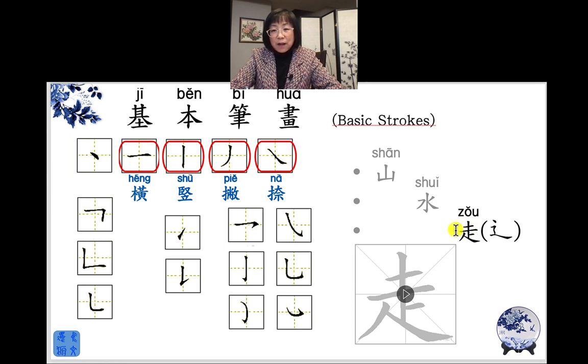short 横, 横竖横. And then, 竖横撇捺. Okay. So, we have all the components here. So, 横竖撇捺, they're all here. So, let's look at the live strokes. 横竖横竖横撇捺. One more time. Okay, that's 走.